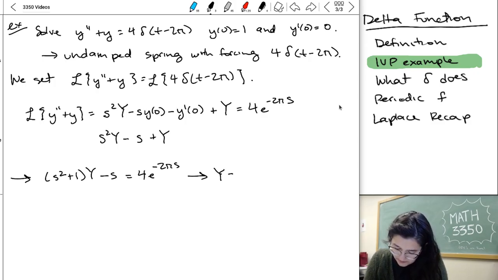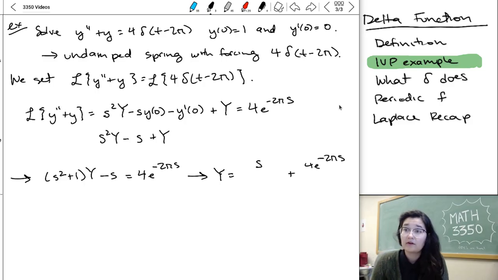Or isolating Y, I move that s over to be with the 4 e to minus 2 pi s. And then I just divide by the thing that multiplies Y, in this case s squared plus 1, into both terms.